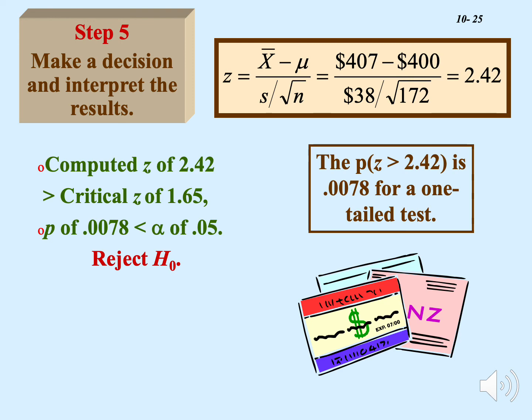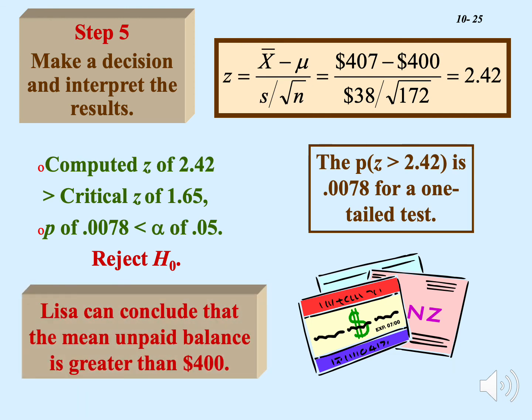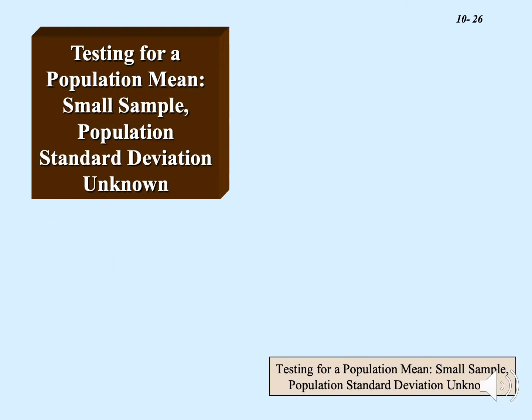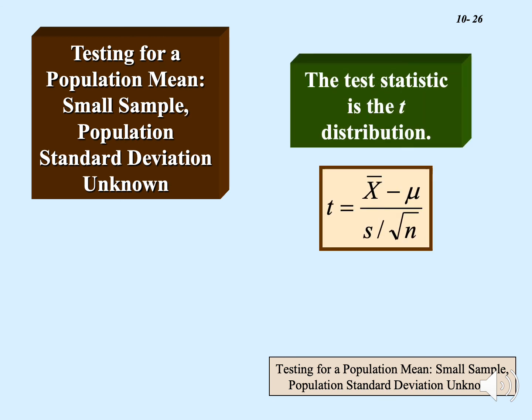So what does it mean? The credit manager can conclude that the mean unpaid balance is really greater than 400 US dollars. Now testing for a population mean with a small sample and standard deviation unknown. So this time, if it is that case, then we will be using a t-test or a t-distribution.